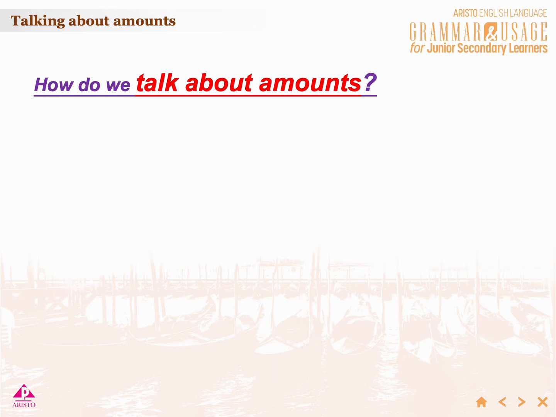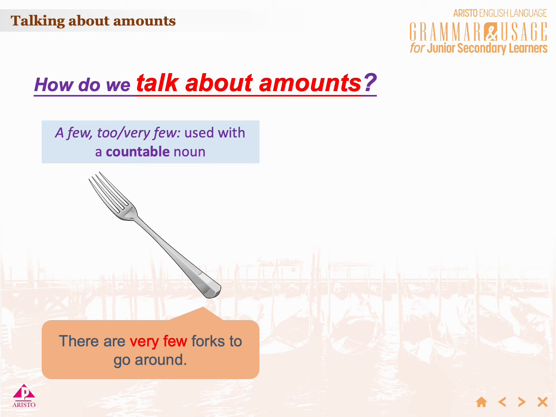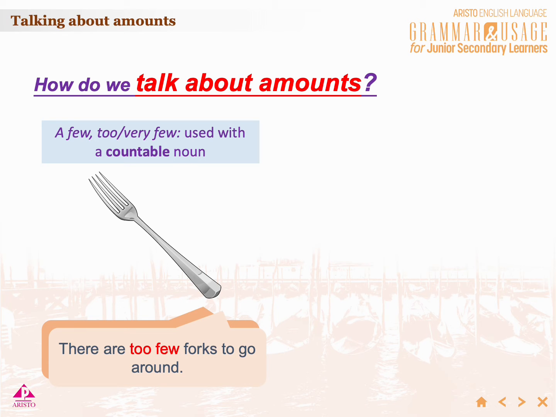How do we talk about small amounts? We use a few and too few or very few to talk about a small quantity of a countable noun. Here is an example. There are very few forks to go around. If we want to say that the quantity is smaller than what we need, we would say, there are too few forks to go around.